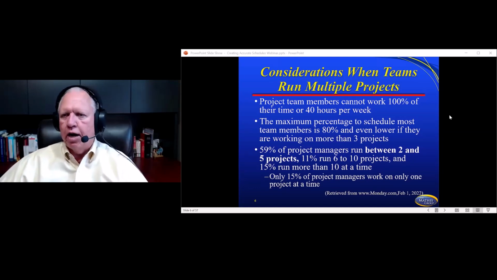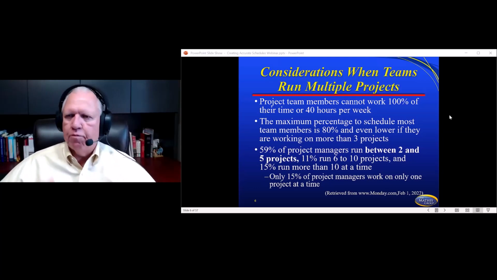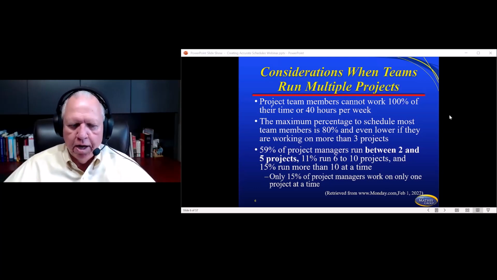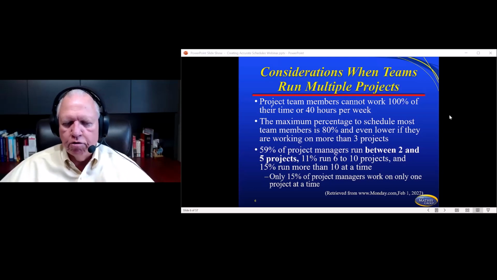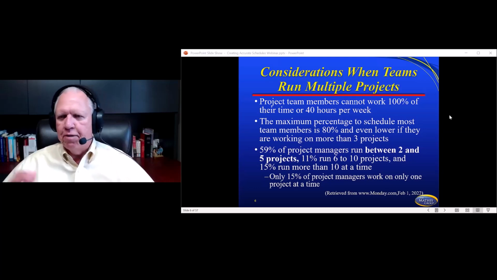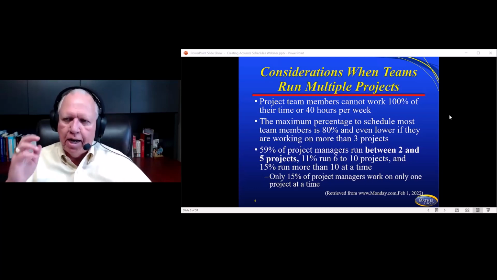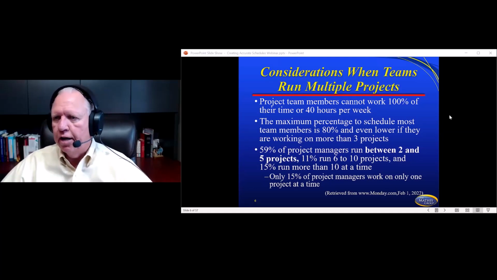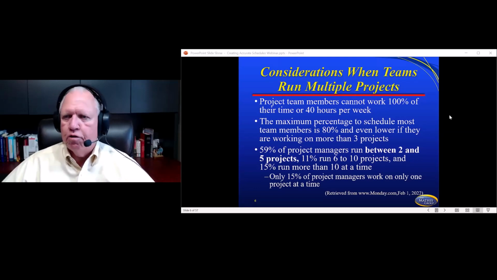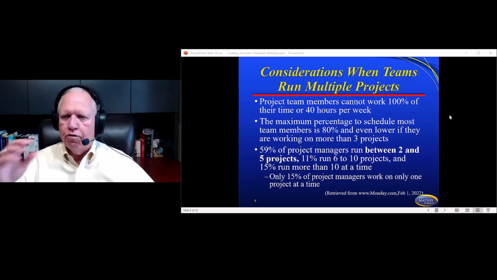Even if you take the 40 hours and divide it among those projects, you can't count 40 hours. Nobody is that productive in the workplace. The maximum percentage to schedule most team members is 80%, and even lower if they're working on more than 3 projects. And I thought, man, this is exactly what I'm talking about. Because if you schedule somebody at 80%, that would be looked at generally as maxed out. Many of you actually do it less than 80% just to protect your people. And you should, because many of you are doing 60 or 70% depending on that.